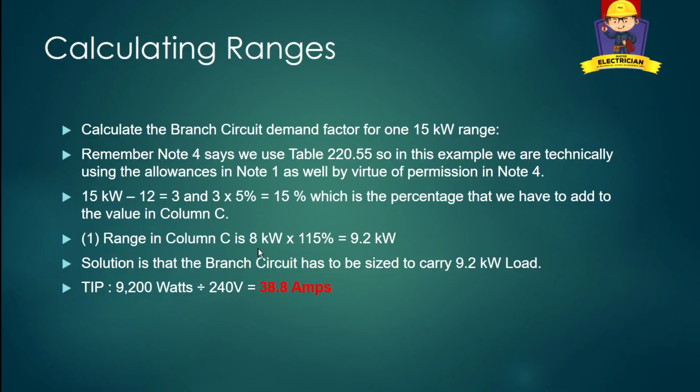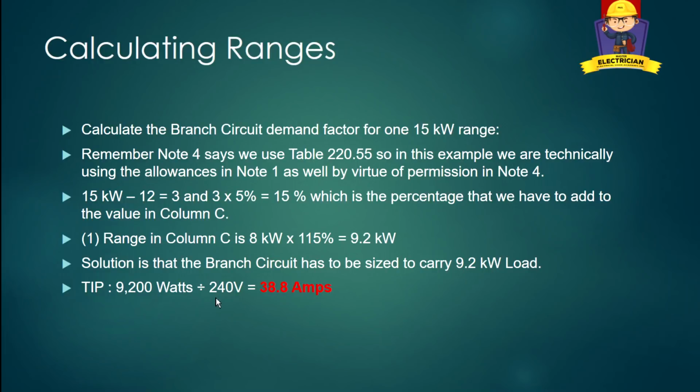Now, for the one range in column C, the maximum demand is 8 kW. We've seen this many, many times. But we have to increase it by 15%. So I do 8 kW times 115% equals 9.2. Now, the branch circuit has to be sized to carry 9.2 kW of load.